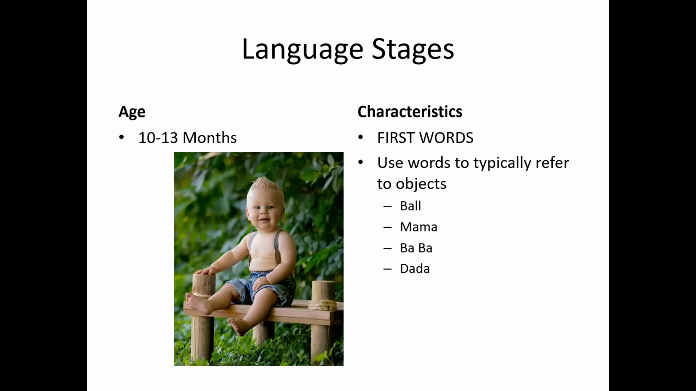Versus around 10 months old, they start saying their first words where they know what it typically means, right? So if they say ball, they know what a ball is. Versus mama, baba, dada, they know what these things are. And it's them labeling their universe at this time.